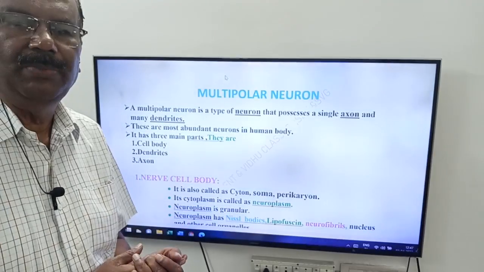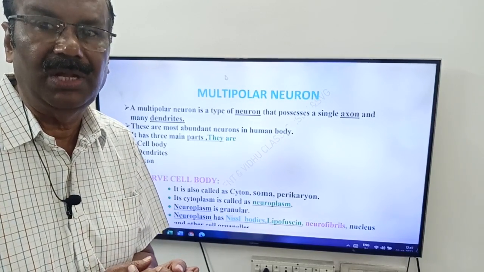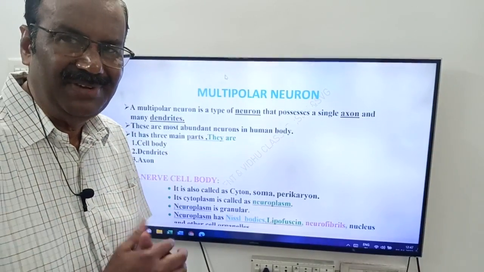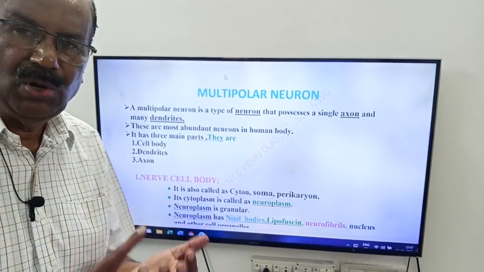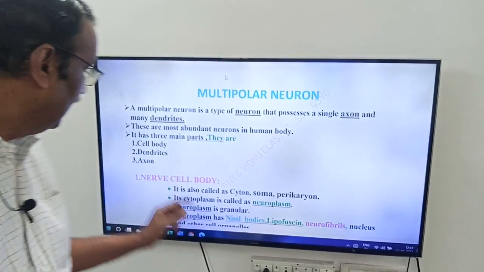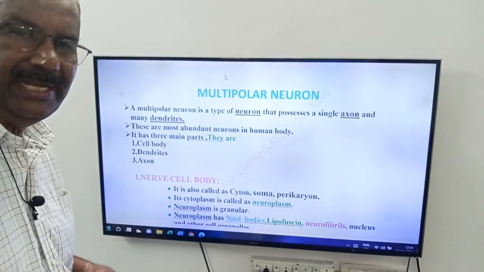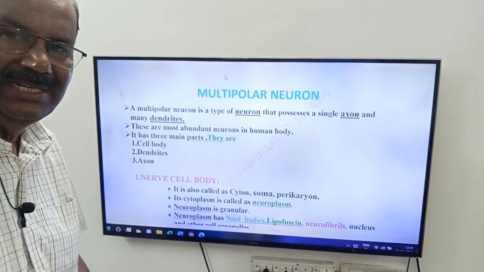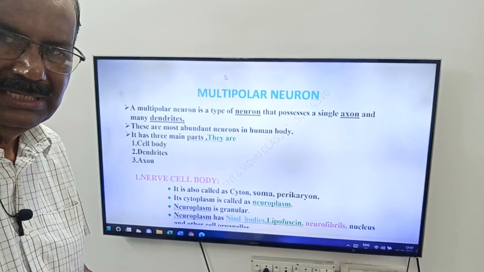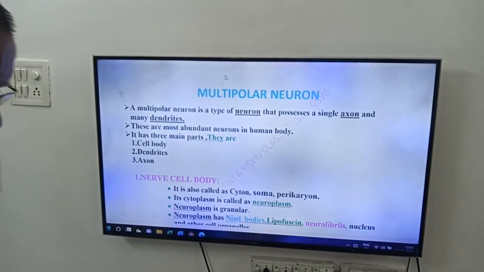These are abundant in the human body. So in a human body, the majority of the neurons are what? Multipolar neurons. A multipolar neuron has 3 parts: number 1 cell body, number 2 dendrites, number 3 axon. Once again, first part cell body, second part dendrites, third part axon.